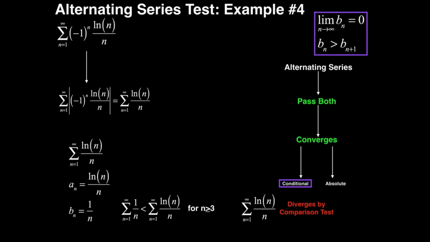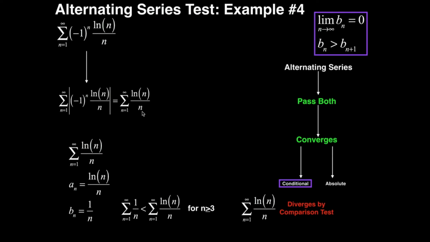So therefore, what we have to do is take the absolute value of this series. So we take the series from n equals 1 to infinity of the absolute value of negative 1 to the n times ln of n over n. And of course, since we're taking the absolute value, the alternating term goes away, and we're just left with the series from n equals 1 to infinity of ln of n over n.